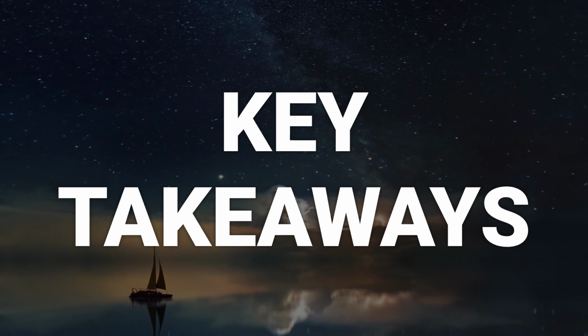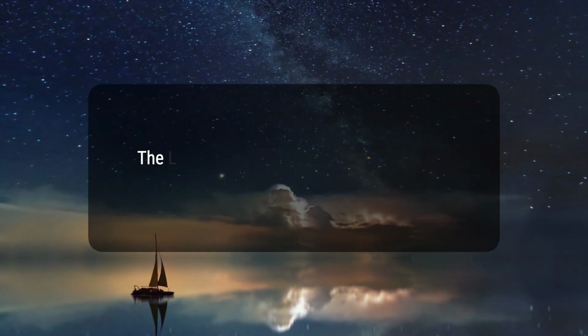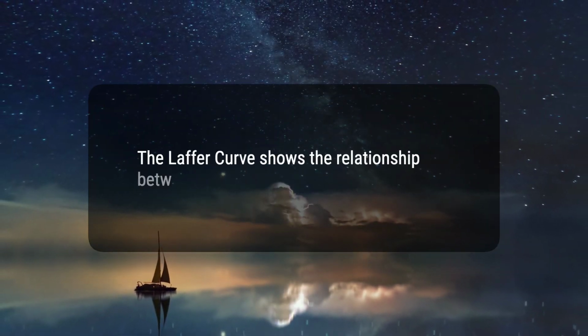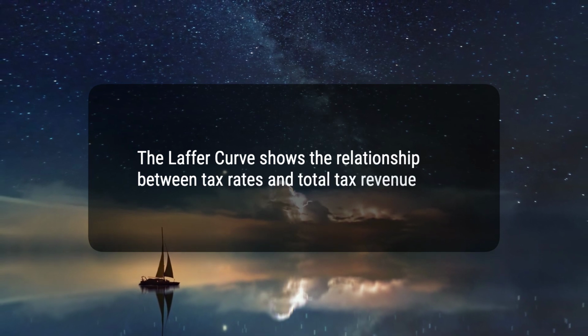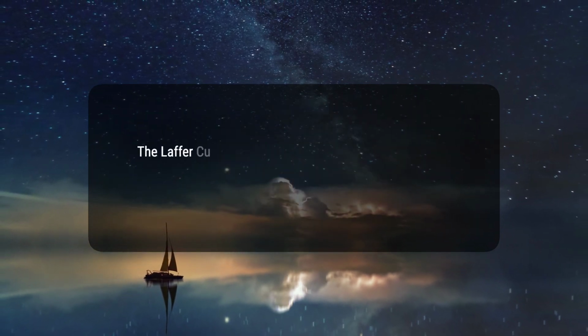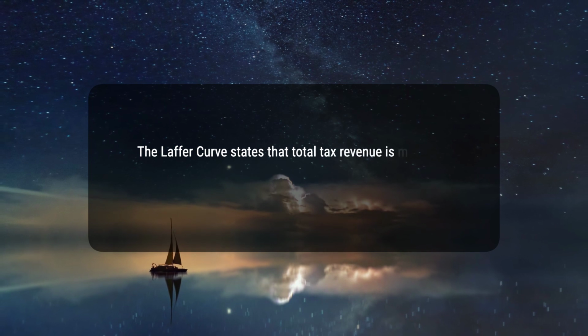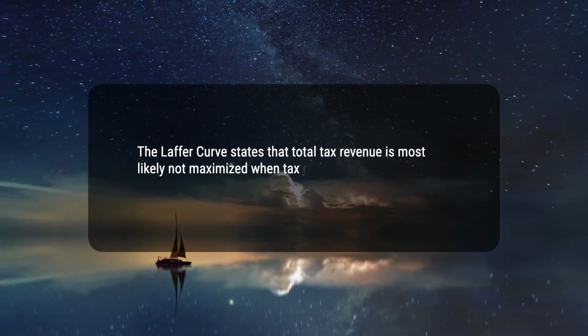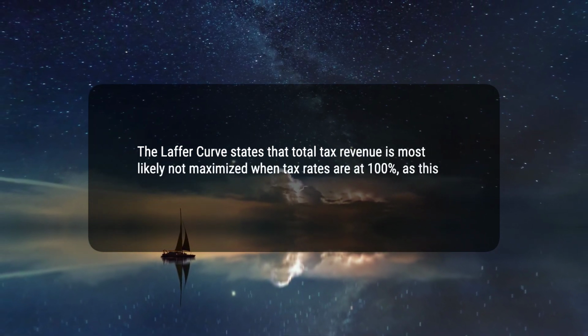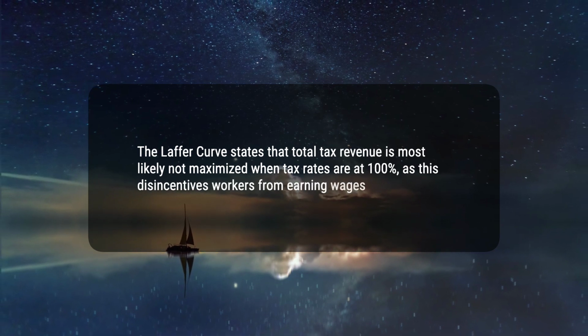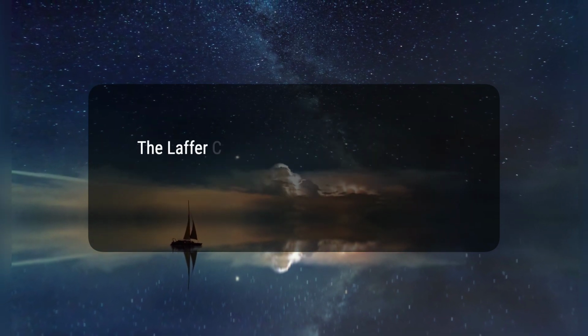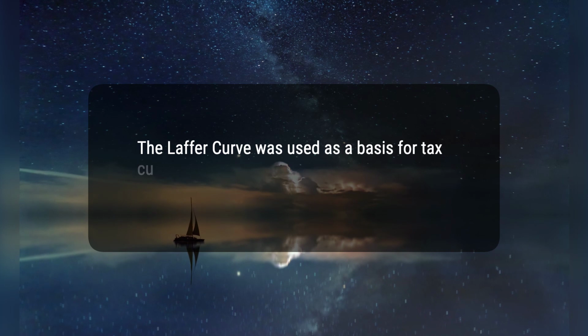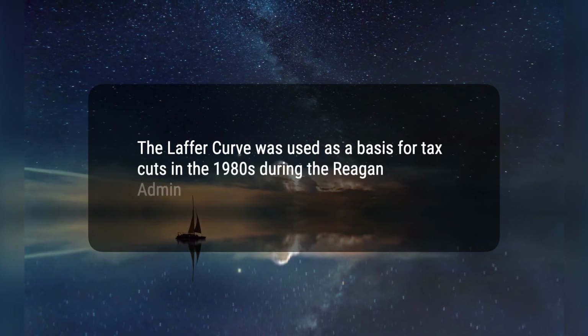Here are three key takeaways. 1. The Laffer curve shows the relationship between tax rates and total tax revenue. 2. The Laffer curve states that total tax revenue is most likely not maximized when tax rates are at 100%, as this disincentivizes workers from earning wages. 3. The Laffer curve was used as a basis for tax cuts in the 1980s during the Reagan administration.